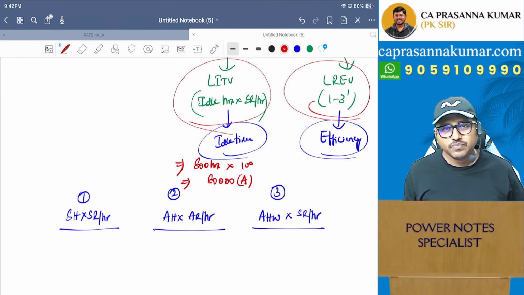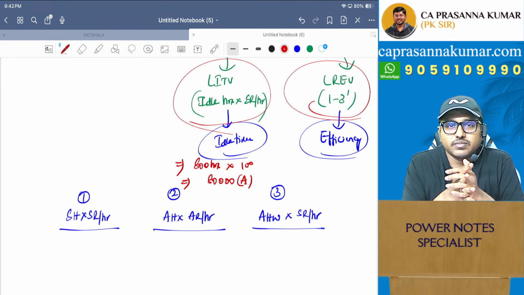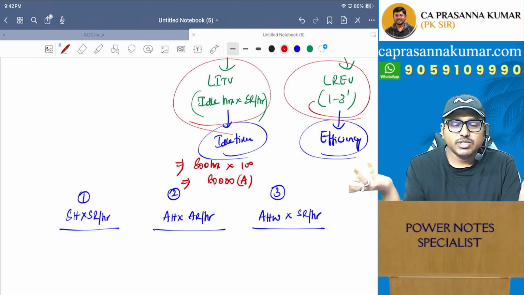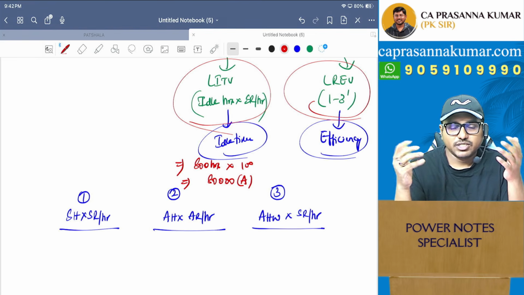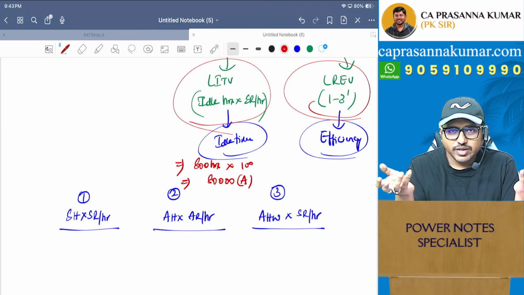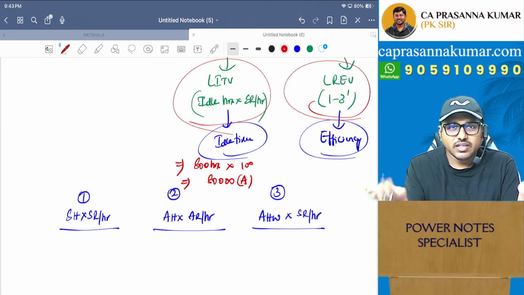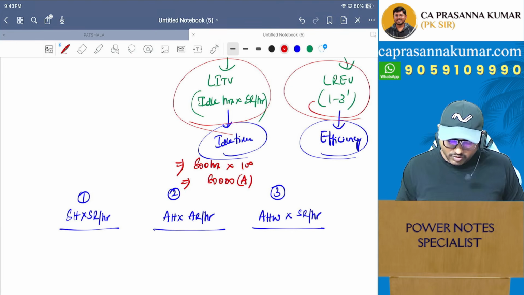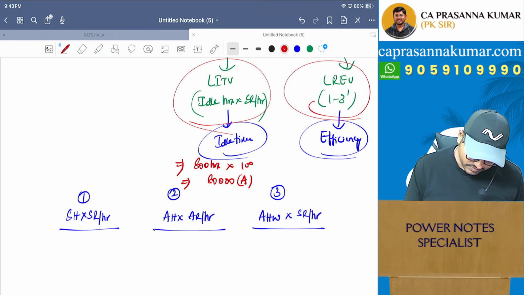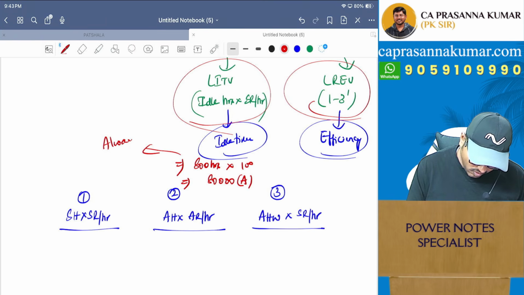Why will it reduce your actual profit? Because you are paying for nothing. Idle time means that person is not working, but still you are paying. You are paying for nothing in return. So it will always reduce your actual profit. Therefore, idle time variance is always adverse.